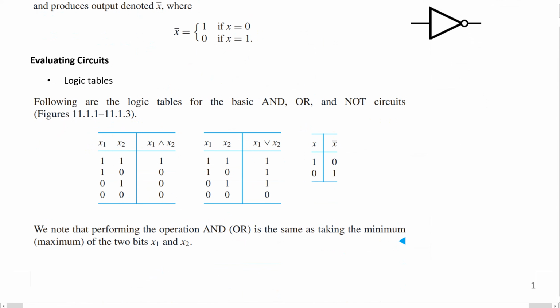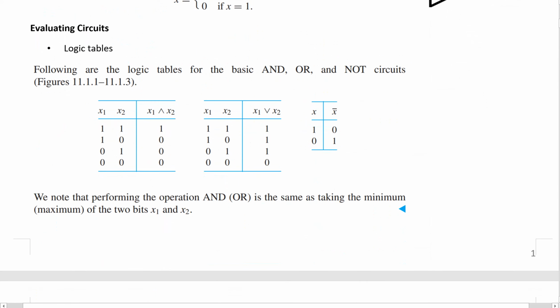Alright, let's continue. So how do we evaluate circuits? We use logic tables. The following are the logic tables for the basic AND, OR, and NOT circuits. For the AND gate, you can see the output is 1 if both of them are 1 and 0 otherwise. For the OR gate, if one of them is 1, then the result is 1. If both of them are 0, the result is 0. The NOT is just 1 becomes 0, 0 becomes 1.